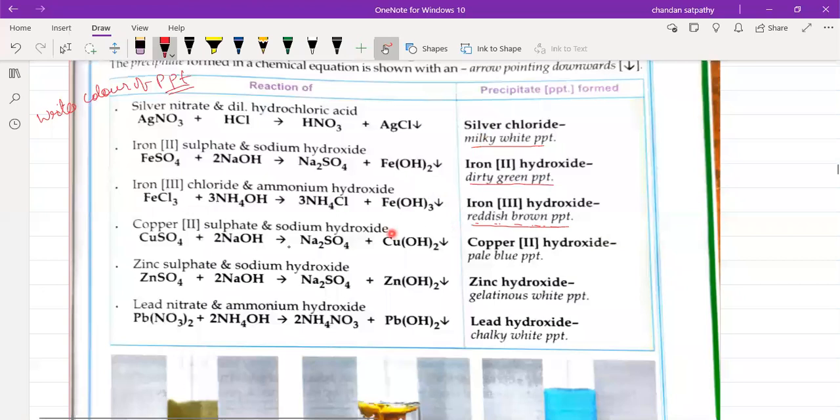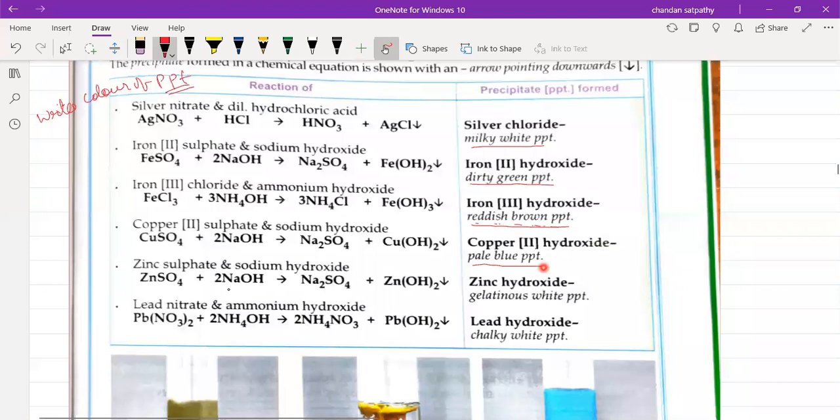Okay. Next, copper 2 sulfate when reacts with sodium hydroxide, then sodium sulfate and copper hydroxide is formed. Here copper hydroxide is having pale blue color. Remember that copper 2 hydroxide is having pale blue precipitate.